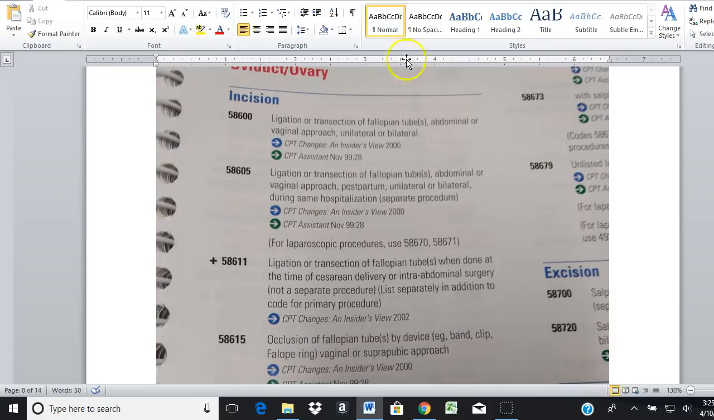Again, we can also do right here, ligation or transection of fallopian tubes, abdominal or vaginal approach, postpartum, unilateral or bilateral, during same hospitalization. Okay, so we're going to be getting to maternity care in just a few minutes, but before we get there, this is important to know. So a lot of women, when they go in to have their baby, they have already discussed with their OBGYN whether or not they would like to be sterilized.